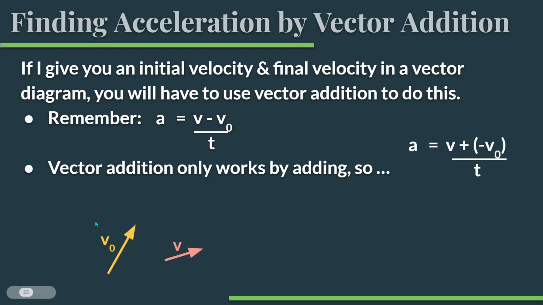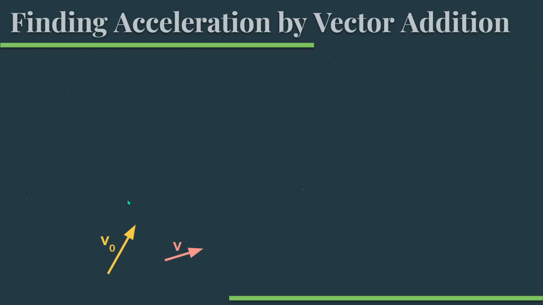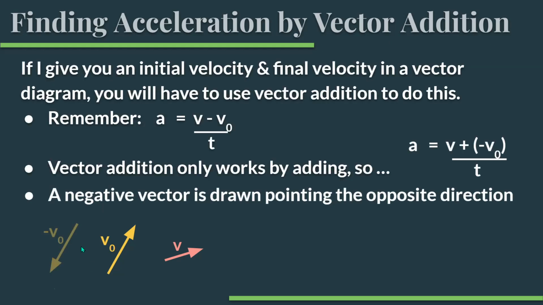If I want to show what negative v naught looks like, I simply flip the arrow around and draw it in the exact opposite direction. That would be negative v naught. Because v naught was, let me go back real quick, v naught was here, negative v naught looks like that. Now I can add them. V plus negative v naught.